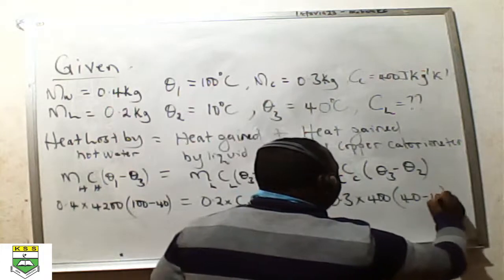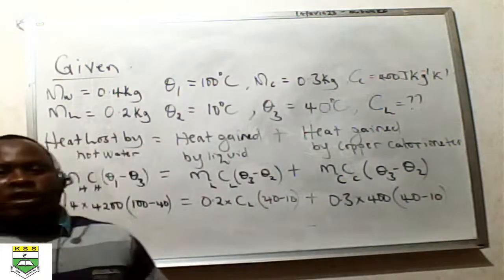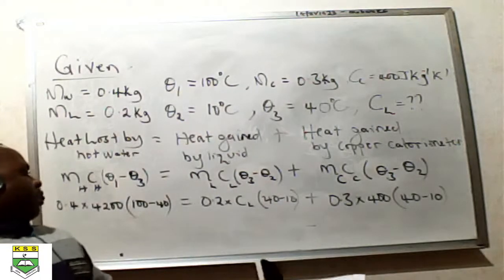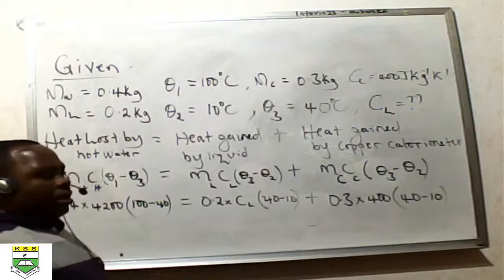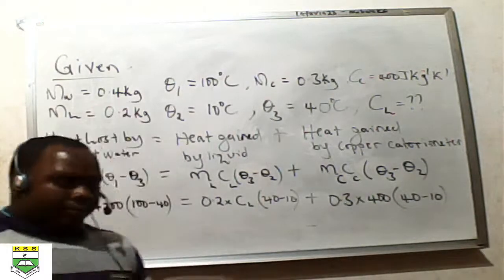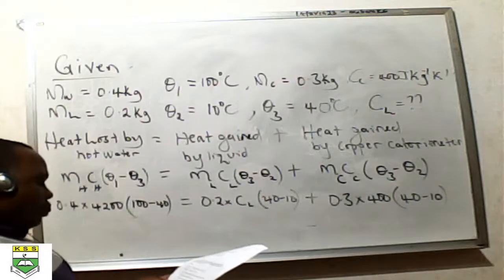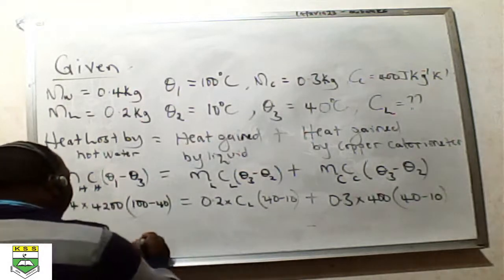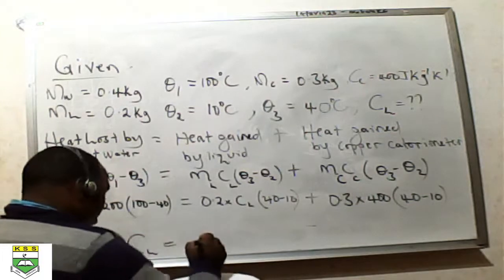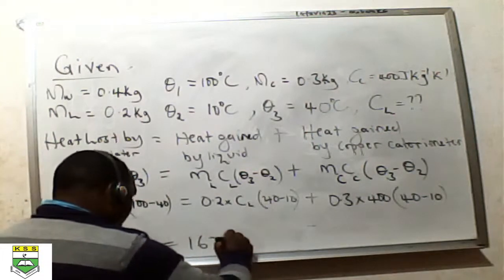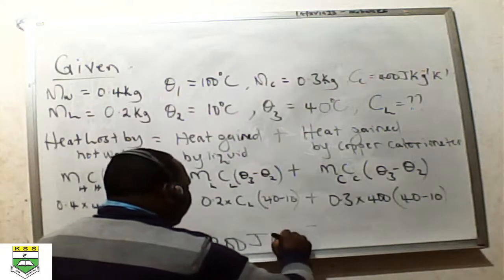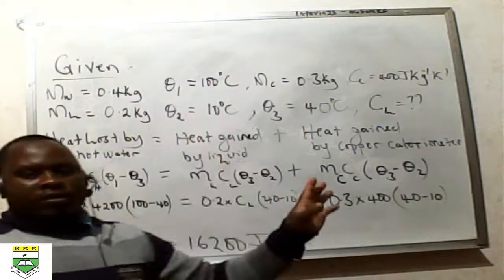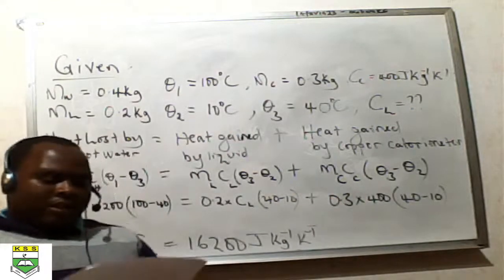In the interest of time, because our lesson today we are aiming at looking at latent heat, you may simplify here. When you simplify very well, you are expected to get the specific capacity of the liquid, CL, equal to 16200 joules per kilogram per Kelvin. That's when you simplify. Allow me to leave it at that so that we continue.